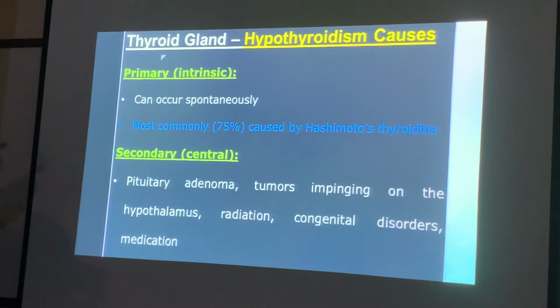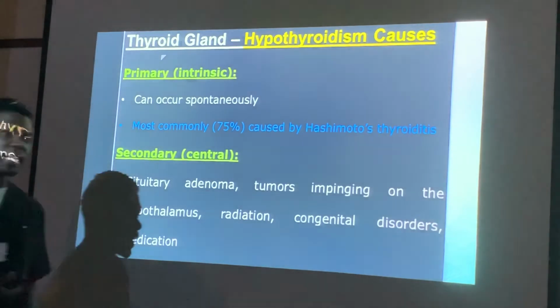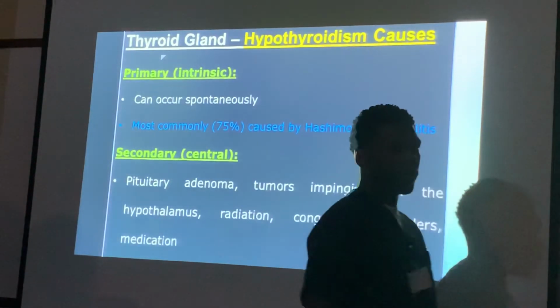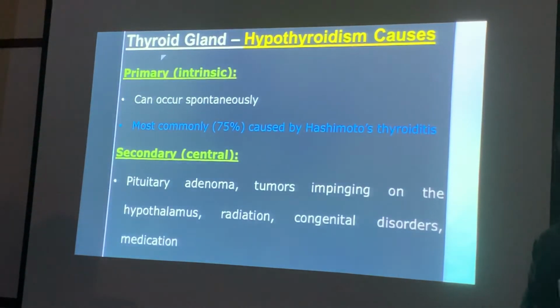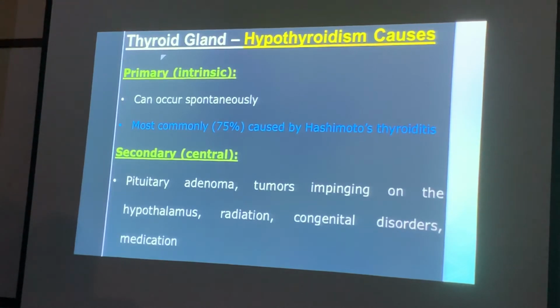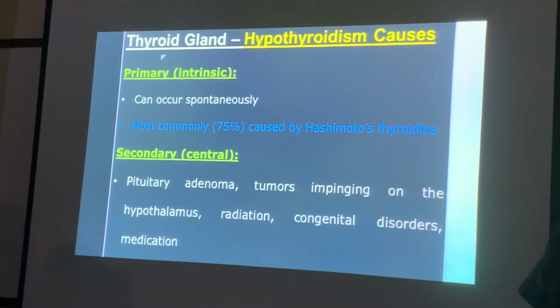So, primary hypothyroidism is intrinsic, meaning that the body is just not producing enough thyroid hormones itself. That can occur spontaneously, and is most commonly caused by Hashimoto's thyroiditis. Remember, associate hypo with Hashimoto's, hyper with Graves. I guarantee that's going to be on the registry.